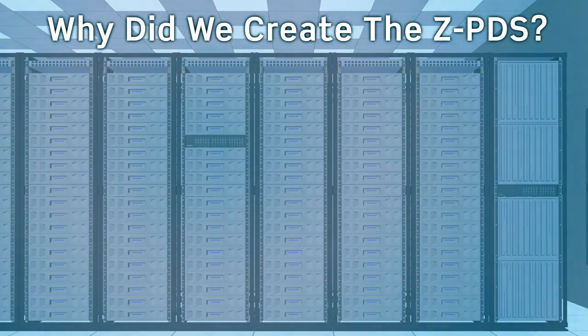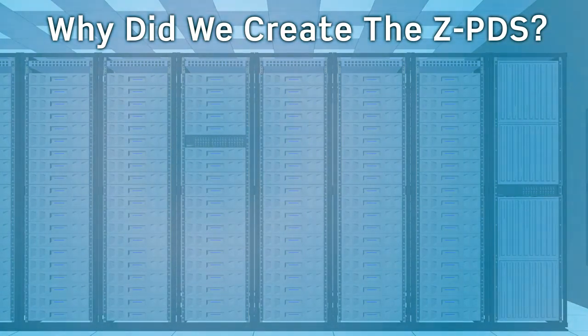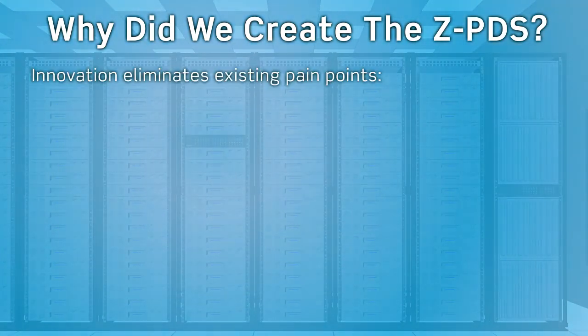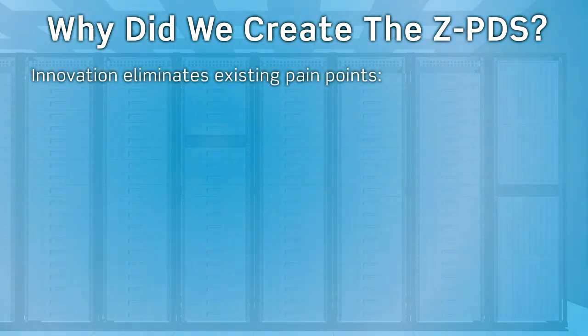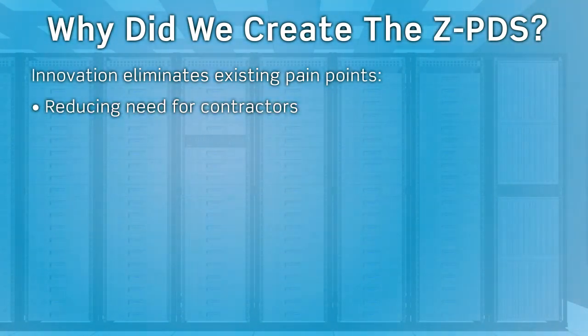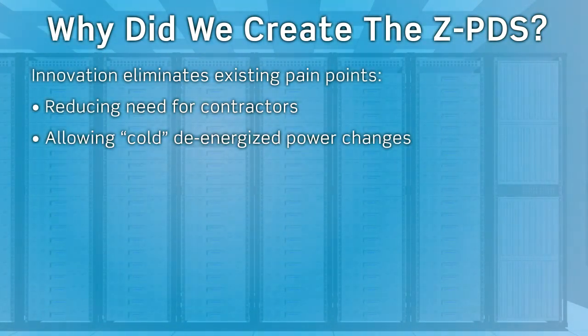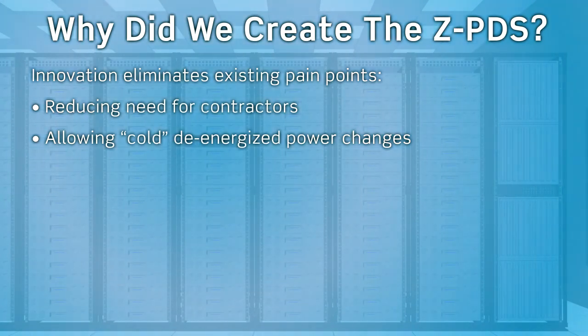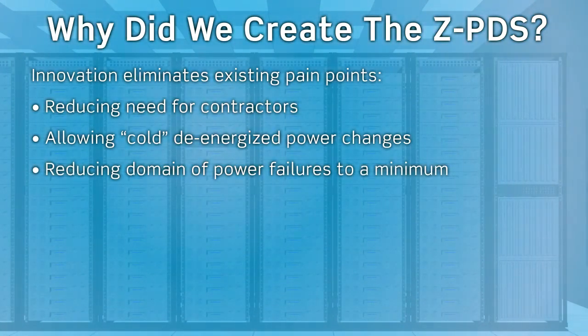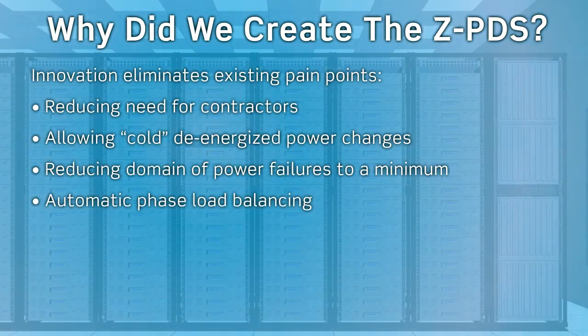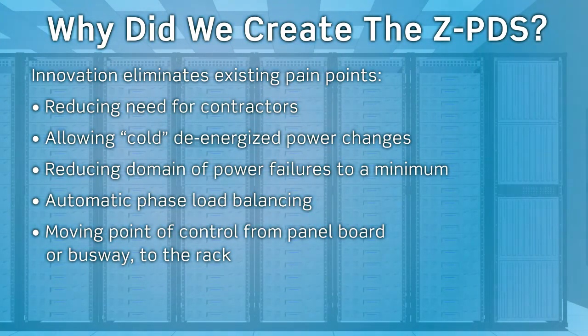We encountered several power distribution methods being used in the data center, each one having significant economic or technical limitations and operational pain points. We saw that by innovation, we could eliminate existing pain points by eliminating the need for an electrician to make almost all power changes in the data center, allowing for cold, de-energized power configuration changes, reducing the domain of power failures to a minimum, automatically balancing phase loads experienced by a UPS or generator, and moving the point of change and circuit breaker control from the panel board or busway to the rack.